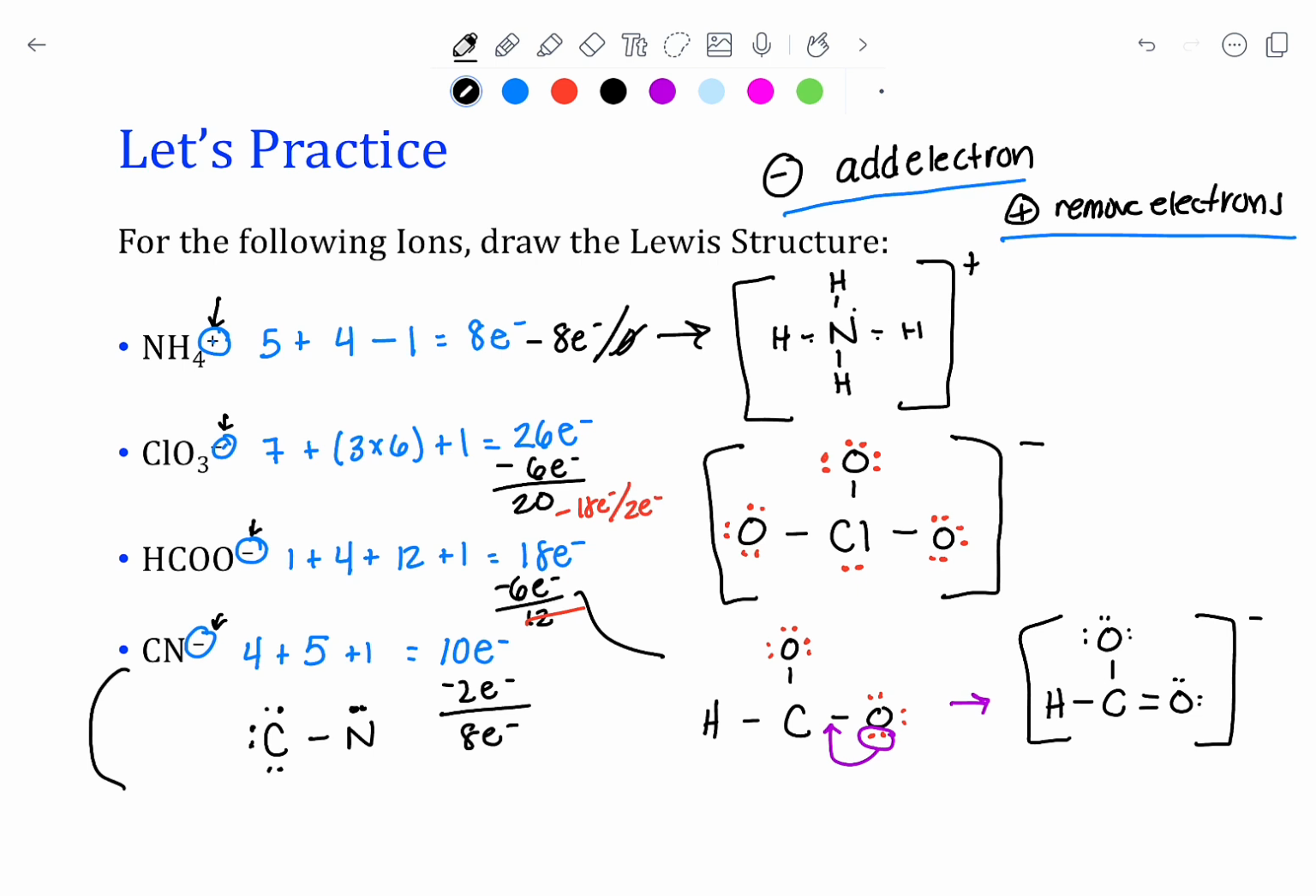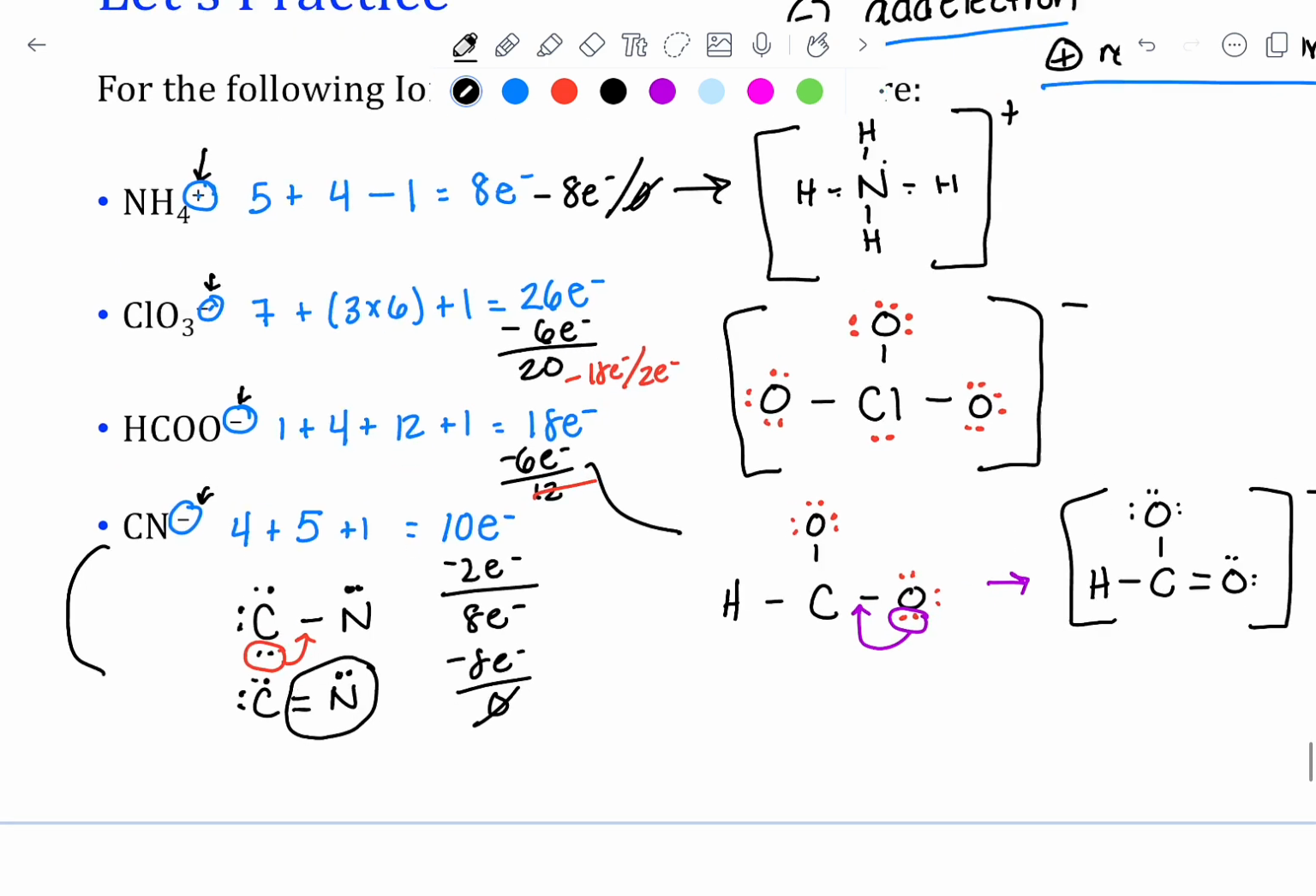Well, I used up all 8 electrons making my lone pairs, but now my nitrogen only has 4 electrons around it. So carbon is going to donate one of its lone pairs there. So we're going to end up with C double bond N. That lone pair stays on that nitrogen. I then have my carbon double bonded with 2 lone pairs. But you'll notice that moving that, I now only have 6 electrons on my nitrogen.